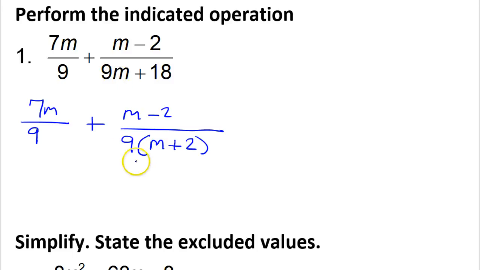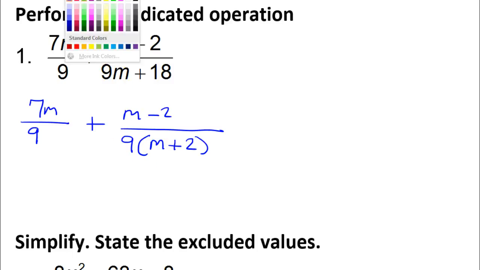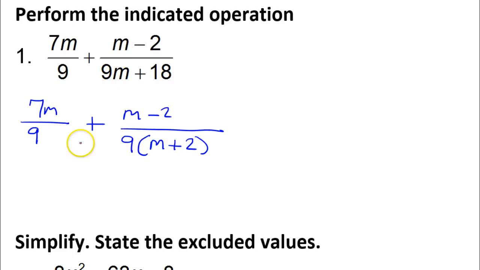If you remember to factor out the GCF, then you suddenly realize that these two denominators already have 9 in common, and all you really have to do is put an m plus 2 in this denominator. Of course, we'll have to balance it out by putting it in the numerator as well. And that's all it takes to make the denominators the same.